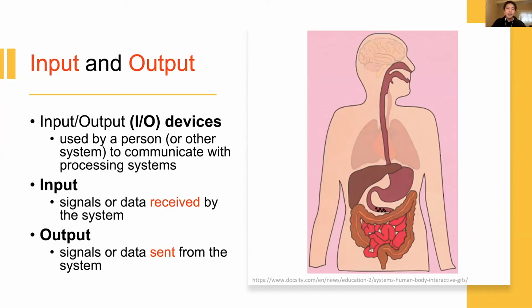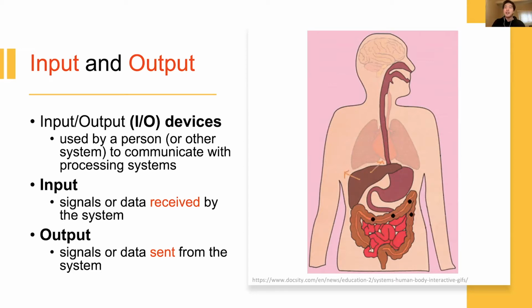All right. So here we go. Input, by definition, is signals or data received by the system. Well, it doesn't really have to be signal or data. It can be anything. Okay. It can be an object. It can be multiple objects. It can be multiple signals. It can be anything, but whatever it is, it's received by the system.